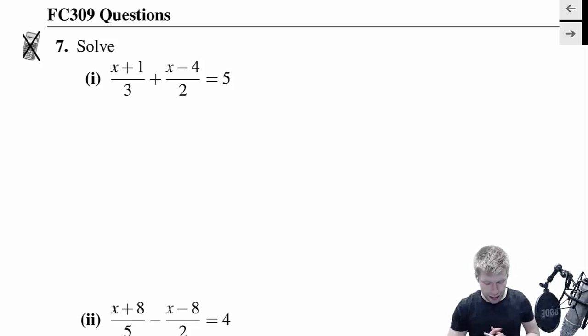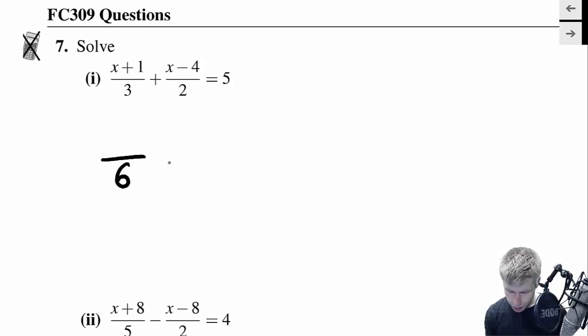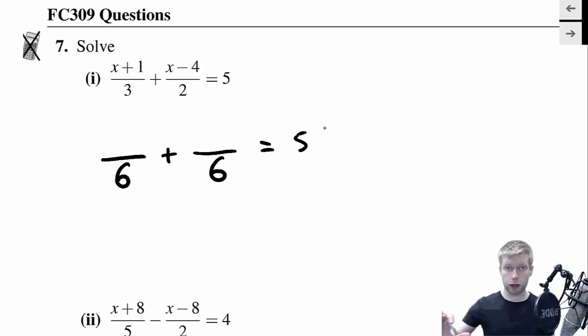Now the easiest way of doing this is by getting all the left-hand side over the same fraction. So let's think about this. We've already looked at this. I want a common denominator. I'm going to use 6. So I'm going to put this thing over 6, and I'm going to add it to this thing over 6. And the right-hand side I'm just going to leave alone for the time being.